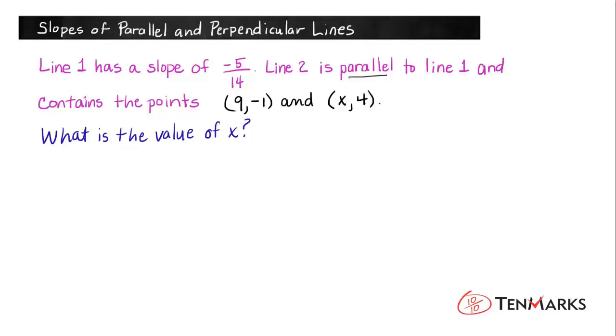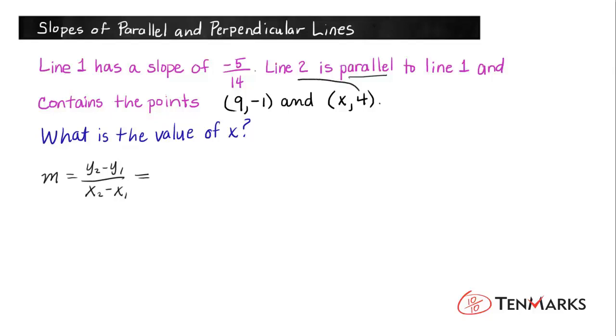So we don't know what x is. And the question is, what is the value of x? So let's begin by writing out the formula for slope. That's going to be important here. We're going to have slope equals the change in y, so y2 minus y1, over the change in x's, x2 minus x1. And let's go ahead and plug in the values we have.